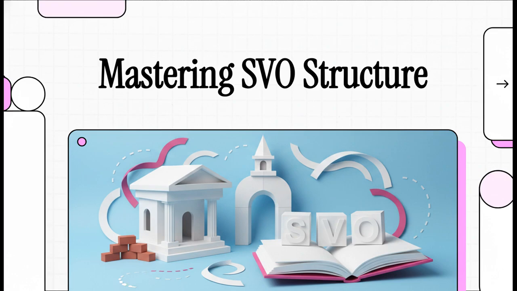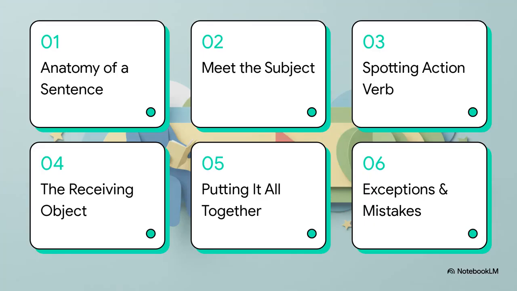Okay, let's dive into this. Here is our agenda for today. Anatomy of a sentence. Meet the subject. Spotting the action verb. The receiving object. Putting it all together, and finally, exceptions and common mistakes. I promise you by the end of this explainer, you are going to be absolute masters of sentence structure.